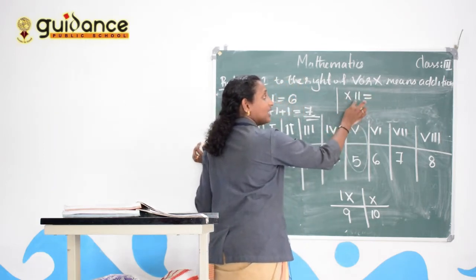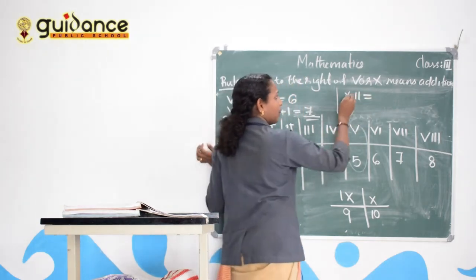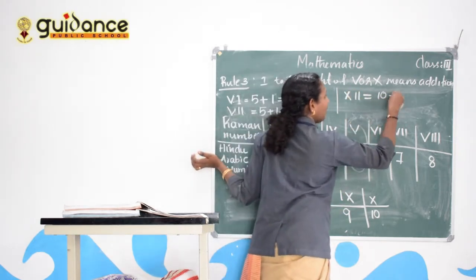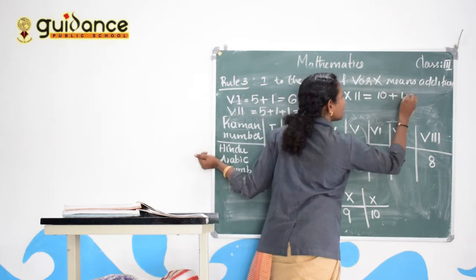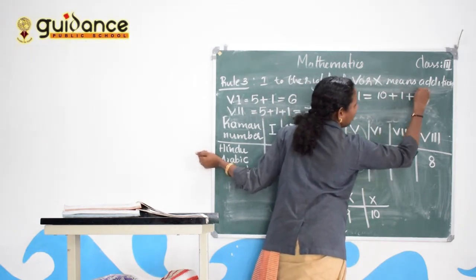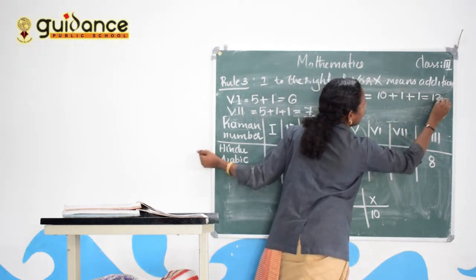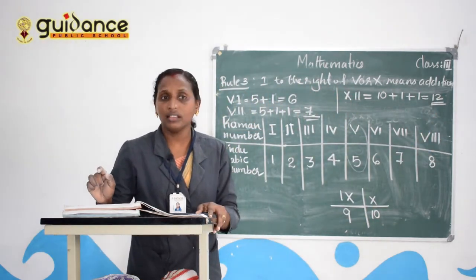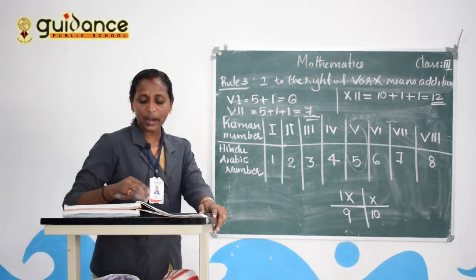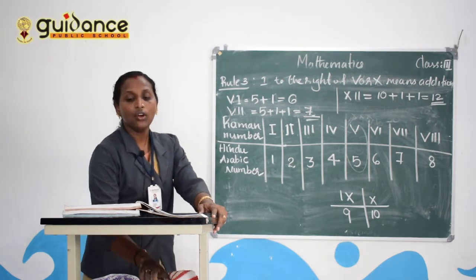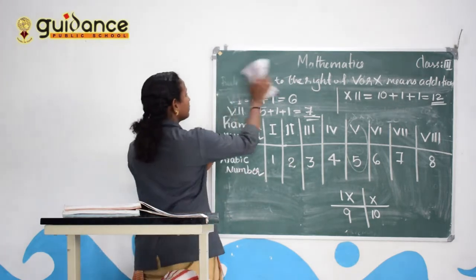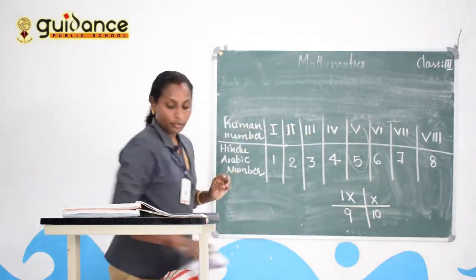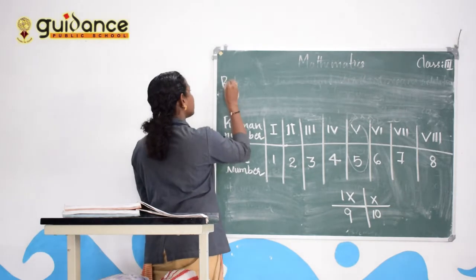What is this? That is in the right is there. That means the value of X is 10 and the value of I is 1 and also I is 1. So what is the value? 12. So this is another rule. The next one, the last rule, rule 4.